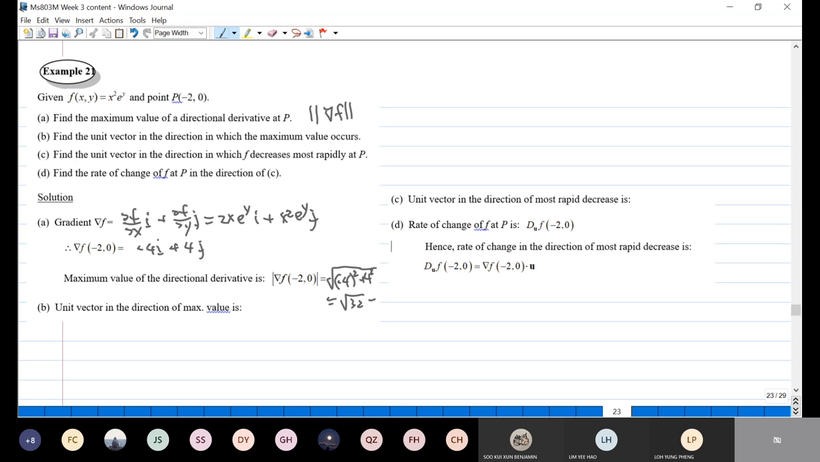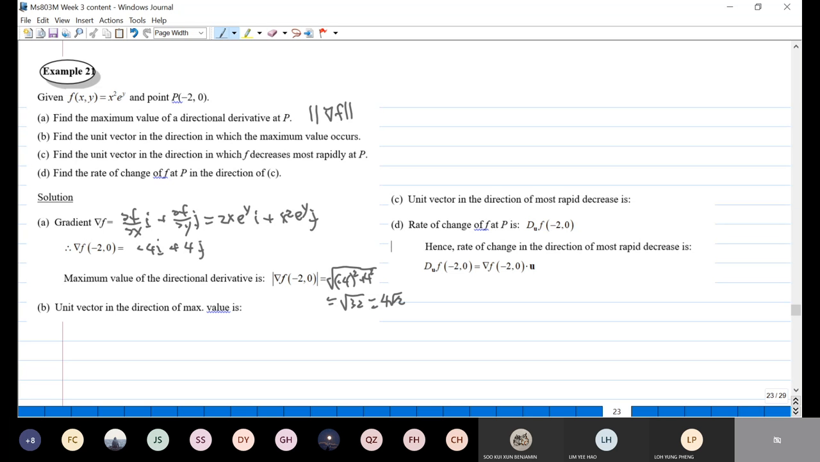The square root of 32 is 4 square root of 2, right? So 4 square root of 2 is the rate of change here. The question's first part: find a unit vector in the direction in which the maximum rate occurs. So the unit vector in the direction where the maximum rate occurs is what?